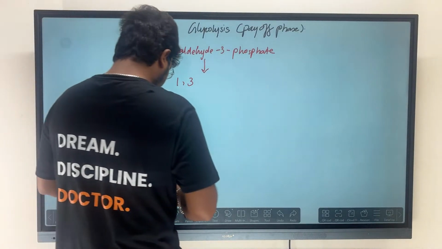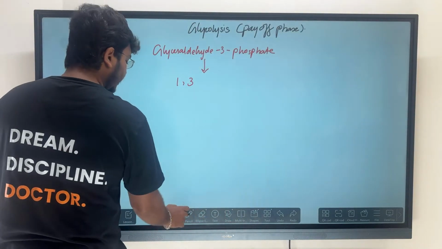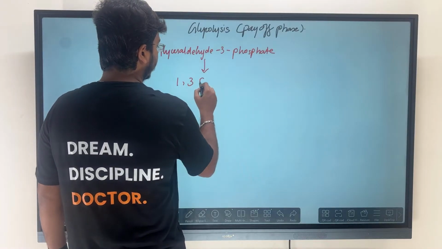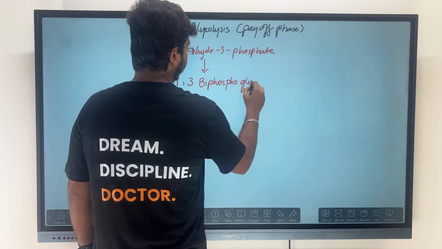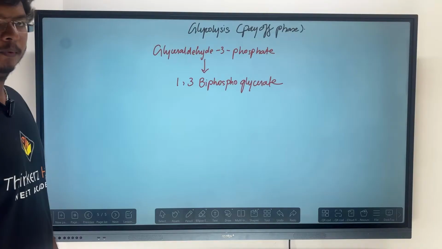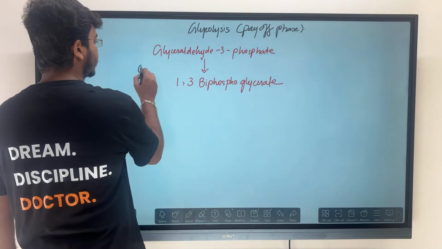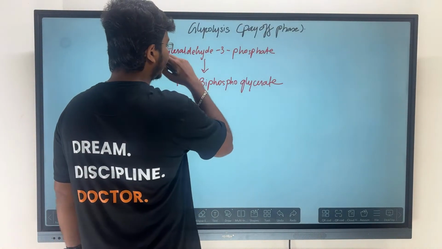Okay. So in this phase, this glyceraldehyde 3 phosphate is going to get converted into 1,3 bisphosphoglycerate. So what happens in this step? Remember, this is the sixth step. In this sixth step, what happened here?